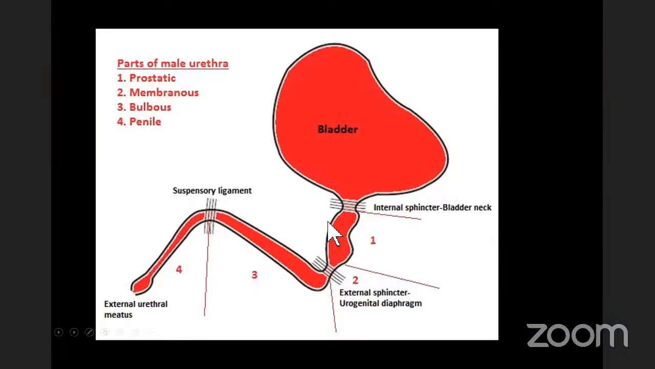And again, the urethra is divided into anterior and posterior. Anterior has two parts: the penile and bulbous part, and posterior urethra has the prostatic and membranous part.